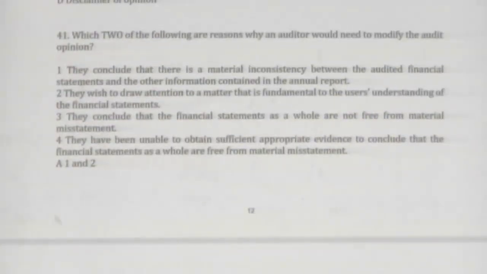Question 41, which of the following are reasons why an auditor needs to modify the audit opinion? So, why should an auditor modify the audit opinion? One is the material inconsistency between audited accounts and other information. I do not know whether you understand that. That is different, I will cover that. Draw attention to a matter that is fundamental, that is called emphasis of matter. So, that is not a modification.